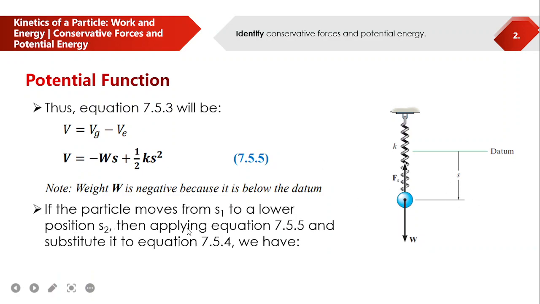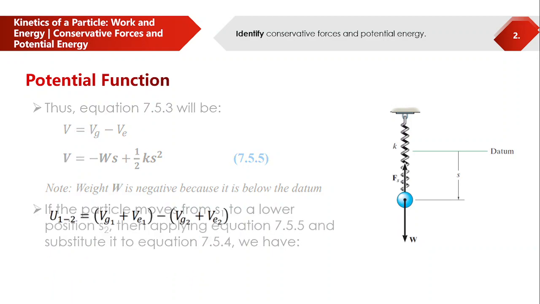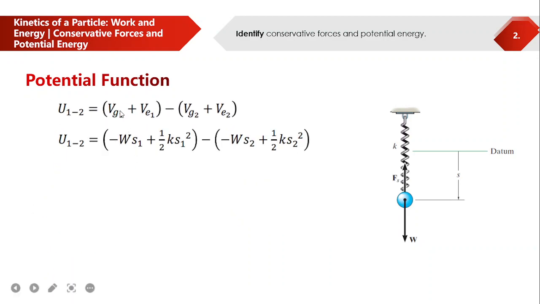Bakit? So, if the particle moves from S sub 1 to lower position S sub 2, then applying equation 7.5.5 and substituting it to the equation 7.5.4, we have, this is our 7.5.4 na equation, which is U sub 1 to 2 is equal to V sub G sub 1 plus V sub E sub 1 minus V sub G sub 2 plus V sub E sub 2. Okay? So, substitute natin yon. Yung 7.5.5 na equation sa 7.5.4, which is ito. And then the 7.5.5 is this one.